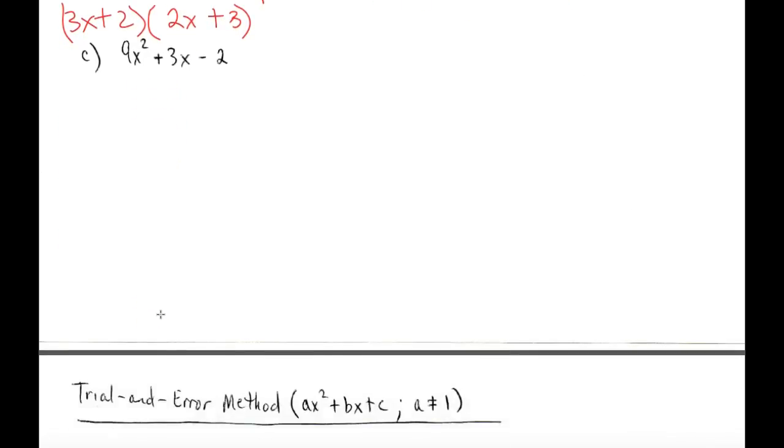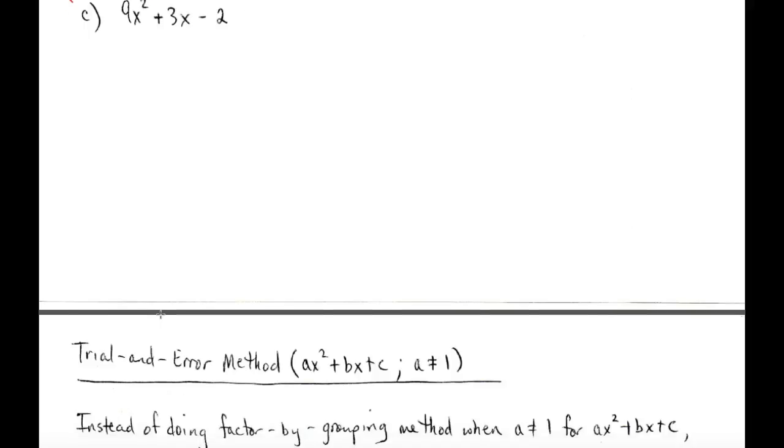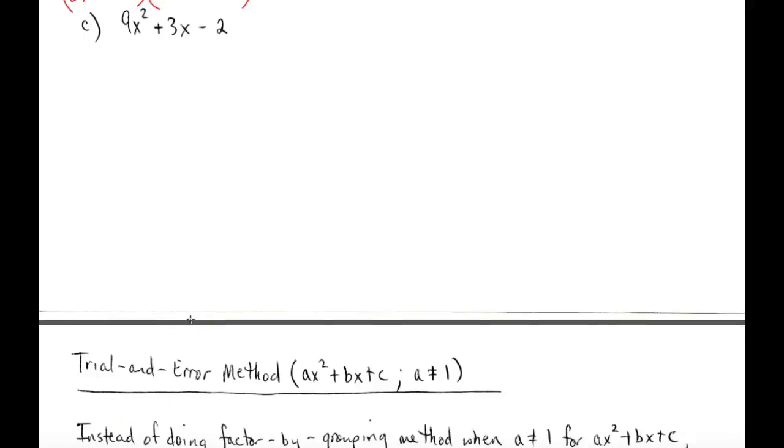Moving on to the next example here. We have 9x squared plus 3x minus 2. We'll do the same thing, multiply the first and last coefficients. We get a negative 18. And so we want to figure out what times what is negative 18, but also adds up to be a positive 3. And so if you're running through the factors of 18, you'll see that 6 times 3 is 18.